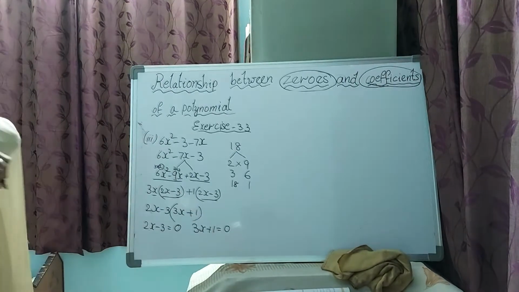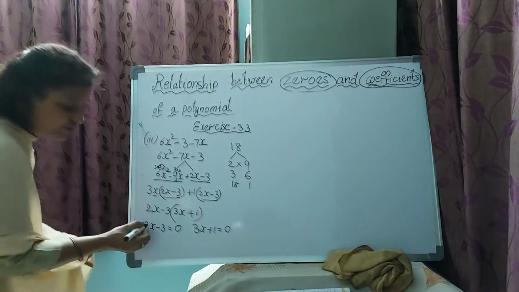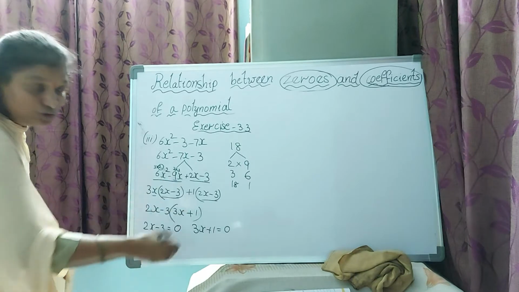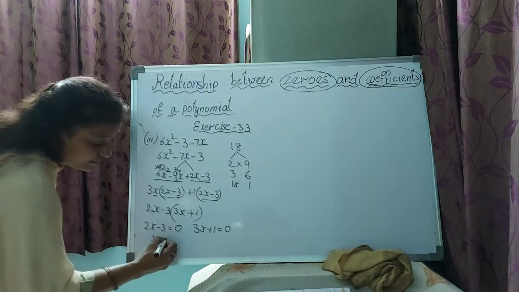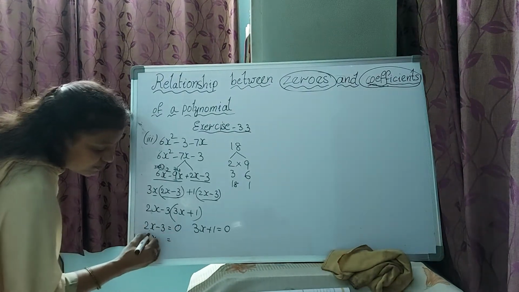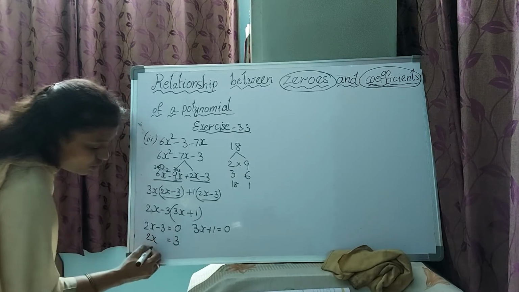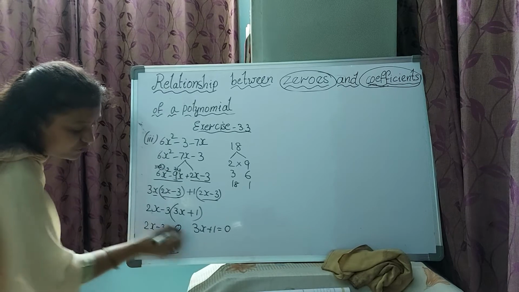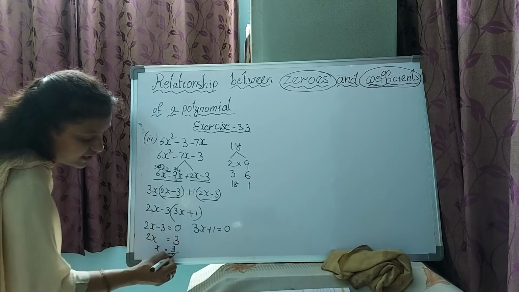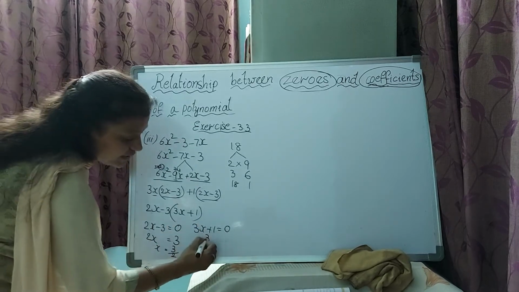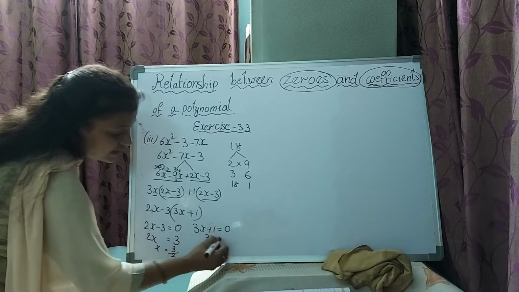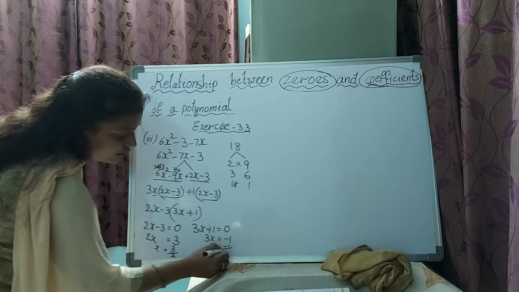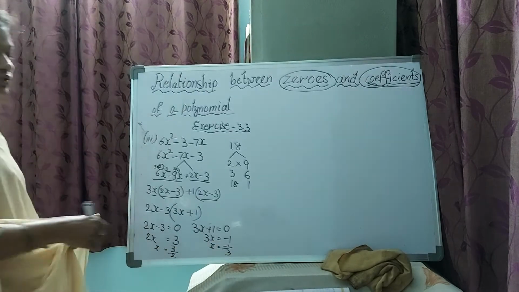If you transpose the constant terms, keep the variable term on the left hand side and take the constant terms to the right hand side. Here minus 3 becomes plus 3. So 2x is equal to 3; here 2 is multiplying, so if you transpose it to the right hand side, it divides. Here also 3x, first transpose the constant term, it becomes minus 1, x is equal to minus 1 by 3. These are the zeros of the polynomial.